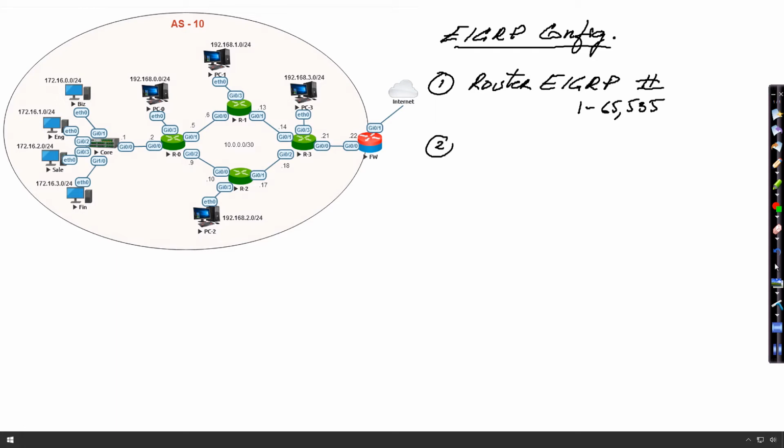The second step is the network command to choose which network you want to participate in EIGRP, followed by the network ID of an interface. You have an option to include the wildcard mask or inverse mask. We'll discuss that in part 2, the advanced configuration of EIGRP. But for this lab, I want to keep it simple by just choosing the network ID.